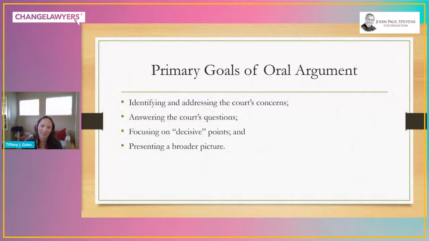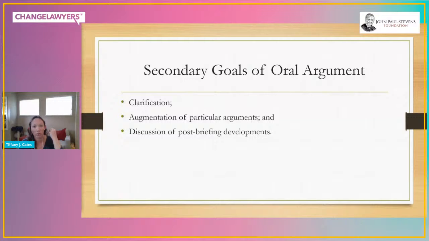So those are the primary goals of oral argument. Now let's talk about some of the secondary goals of oral argument. One of the secondary goals of oral argument is to clarify any potential ambiguities that may exist in the briefs. Now, again, just to be clear, oral argument can't undo a bad brief.